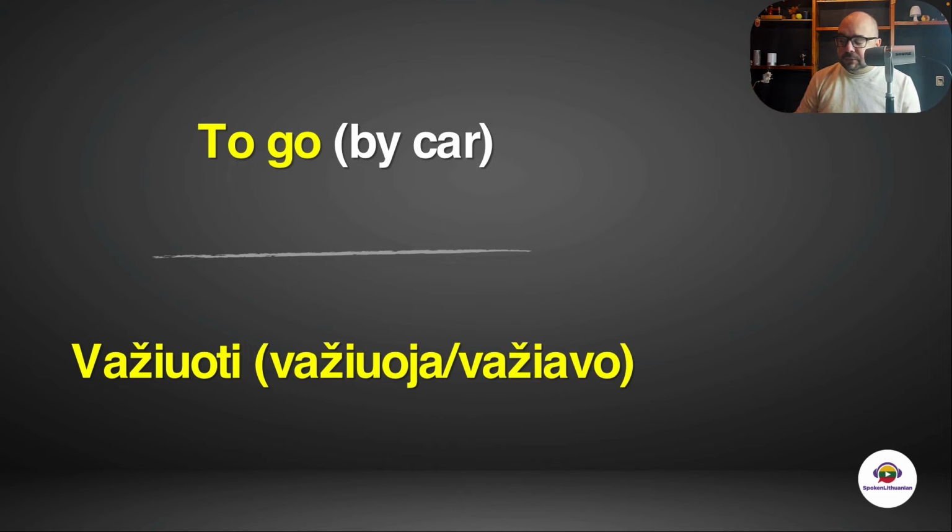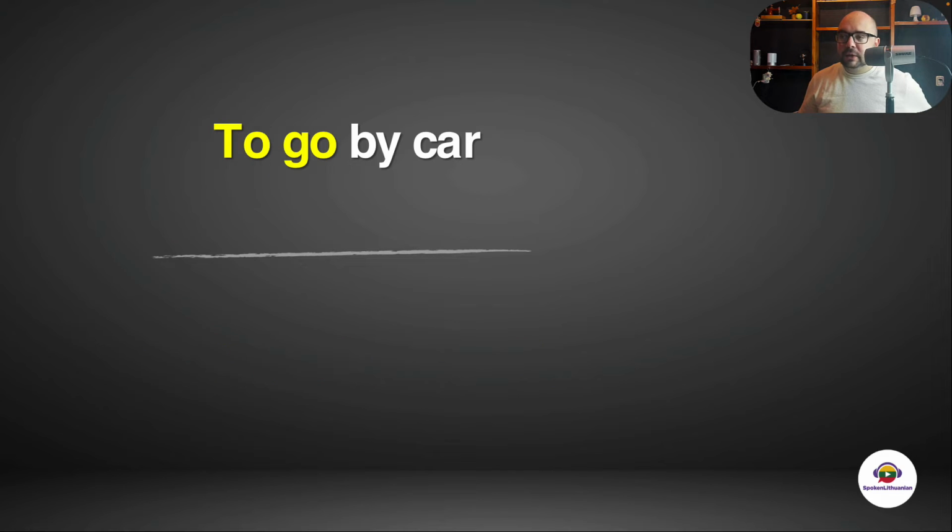And we have the different versions. We have važiuoja for third person singular, present tense, and važiavo for third person singular, past tense, okay? So now you can create different endings. To go, važiuoti, right? Važiuoja, važiavo, if we want those forms for third person singular.